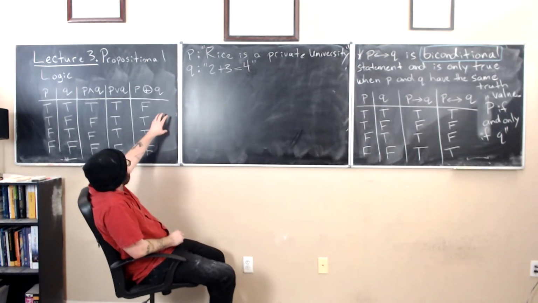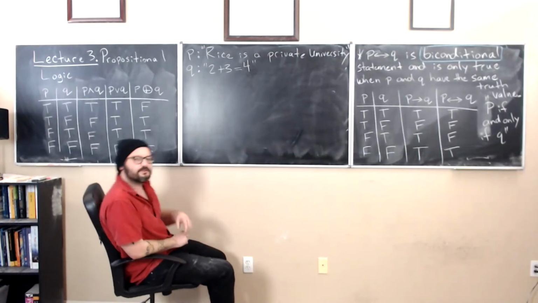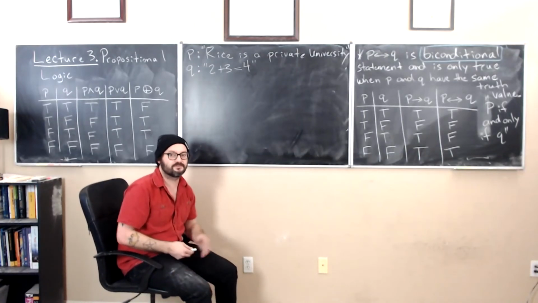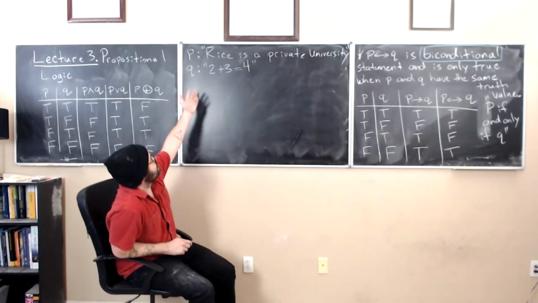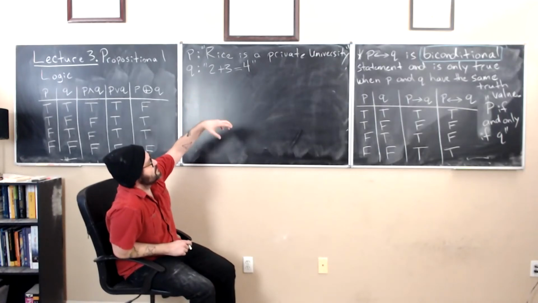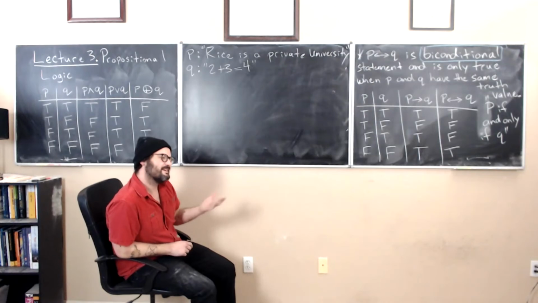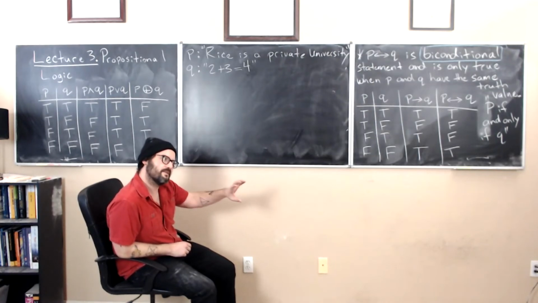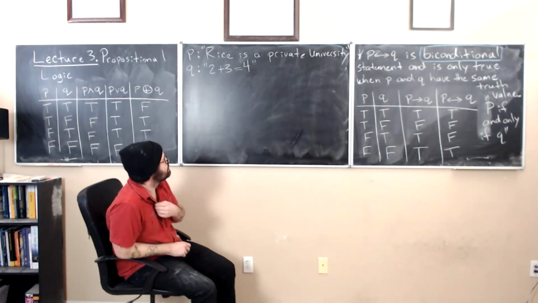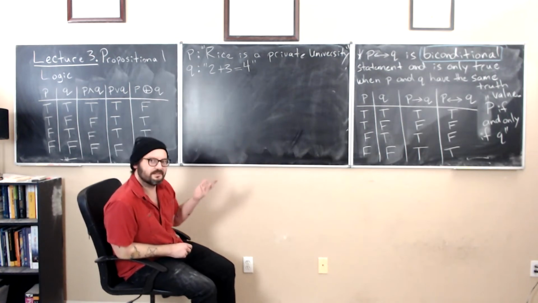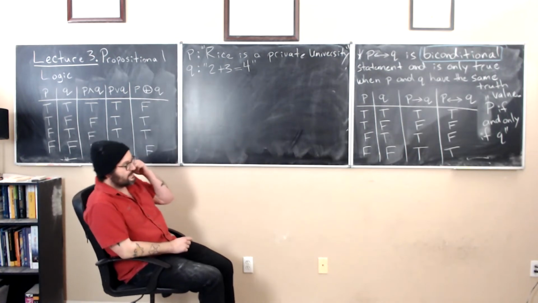Next up, exclusive or. That one's a little bit harder to read out and has more applications when writing programs. Let's just try it. Rice is a private university, exclusive or 2 + 3 is equal to 4. That one's kind of harder. It's not as clear when wording it out or saying it out loud. So let's move on to the conditional, which is probably the one that's going to annoy you the most.